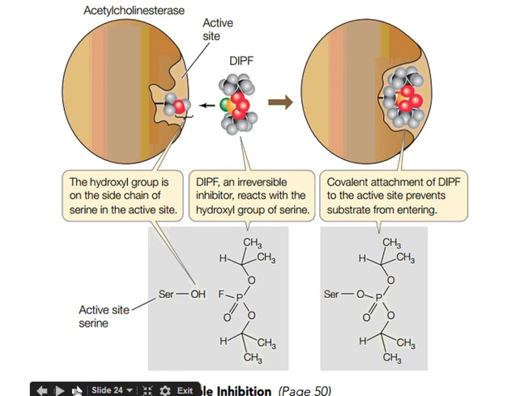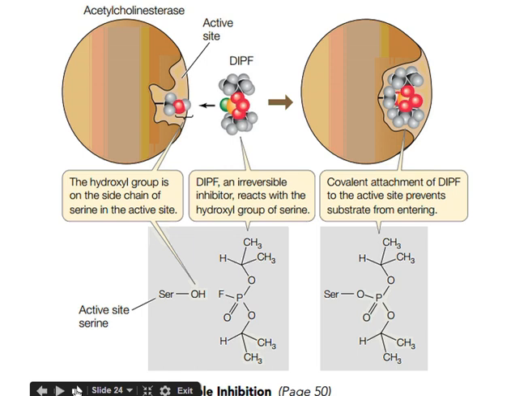But the DIPF is going to bond. If you look down here in the picture, the hydroxyl group is the side chain of a serine, which is an amino acid, and that serine is found inside the active site. There's a hydroxyl group on the outside of the serine. Well, the DIPF is going to come in and react with that hydroxyl group, and if you notice in the next picture over, the picture on the far right, the serine is now no longer bonded to an OH, but now it's just bonded to an O, and that O is bonded to the rest of the DIPF molecule.